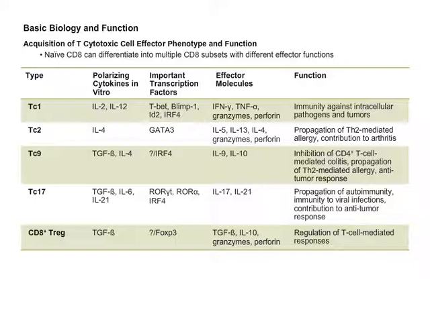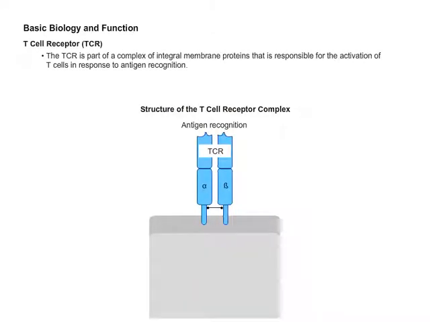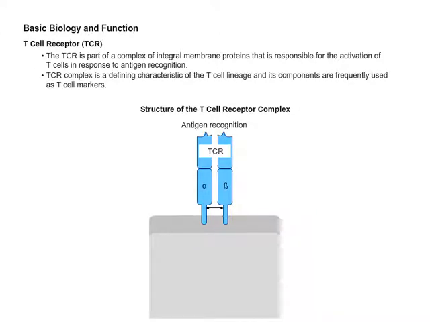The T cell receptor, or TCR, is part of a complex of integral membrane proteins responsible for the activation of T cells upon antigen recognition. The TCR complex is a defining characteristic of the T cell lineage, and its components are frequently used as T cell markers. The T cell receptor is most commonly expressed as an alpha-beta chain heterodimer.